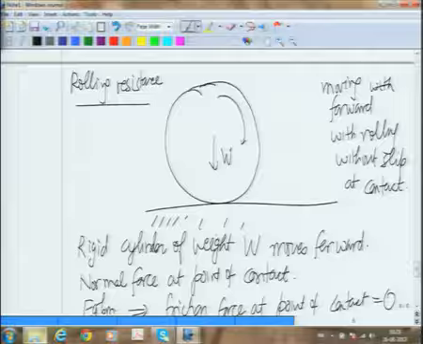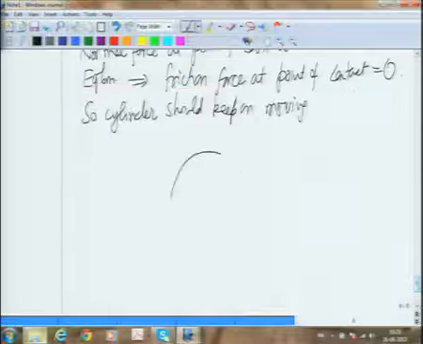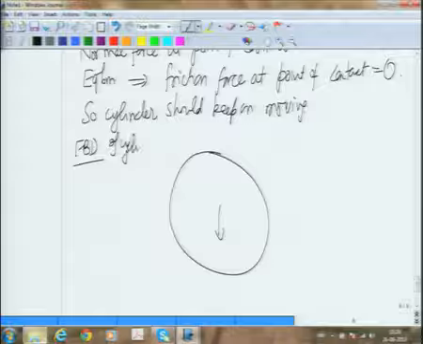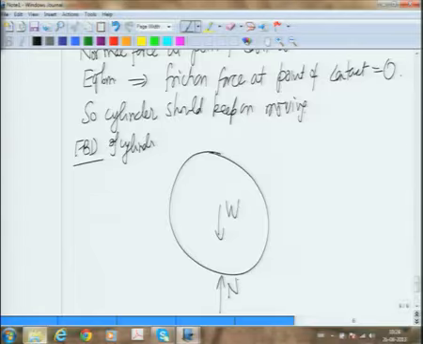This is W on the cylinder. If I show this, this is the normal reaction. So if I draw the free body diagram of the cylinder, a weight W, you have a normal reaction. If I put a friction force, that will be 0, because this is just moving with a constant speed.